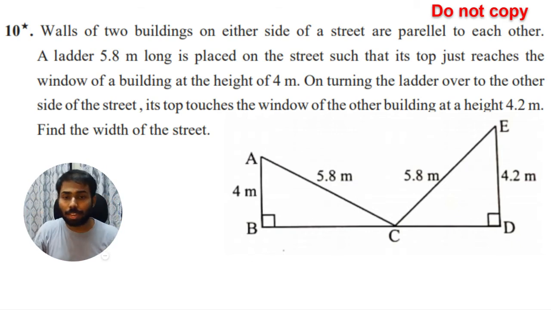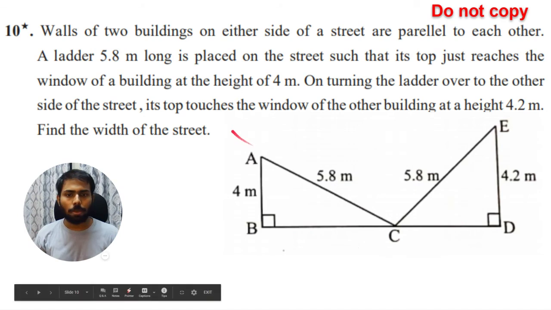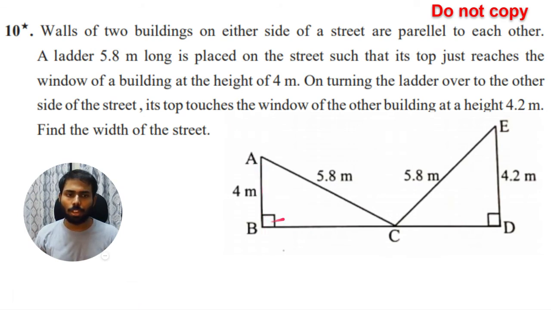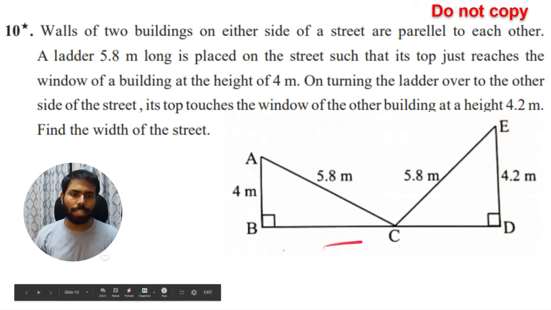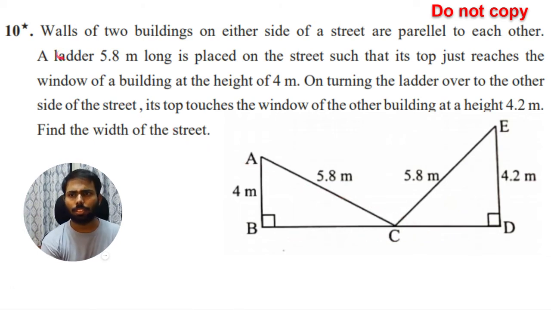That's why I have drawn AB over here and ED over here. So AB is my left side wall, ED is my right side wall, and BD is my street, the road. Next, ladder, meaning staircase-like steps. A ladder 5.8 meters long is placed on the street such that its top just reaches the window of a building at the height of 4 meters.